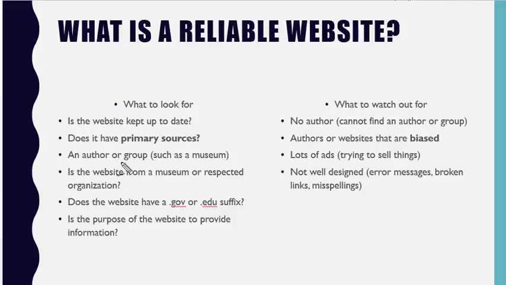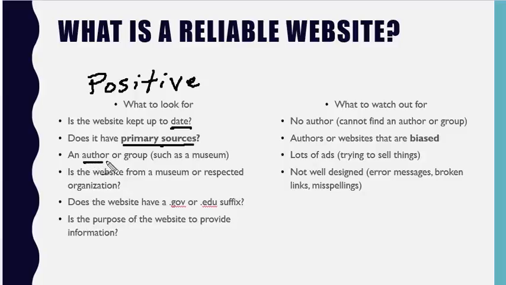What is a reliable website? So on the left, we have things to look for. On your paper, these things are the positive things, the good things that a website could have. Let's look through them first. The first bullet point: is the website kept up to date? If it's not kept up to date, that is a bad sign. Does it have primary sources? We'll talk about what primary sources are later.